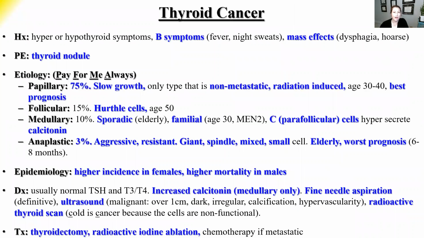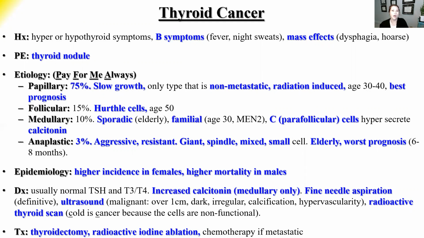Next, let's talk about thyroid cancer. In thyroid cancer, you can have hyper or hypothyroid symptoms or no symptoms at all. Sometimes it's asymptomatic. Sometimes you can get B symptoms, which are secondary symptoms just to cancer in itself. So fever and night sweats are common. If the cancer becomes large enough, you can have a mass effect where it pushes on the throat. So dysphagia, hoarseness. On physical exam, a thyroid nodule is how they will set up the question for you.